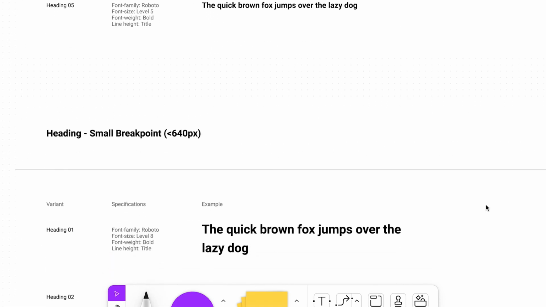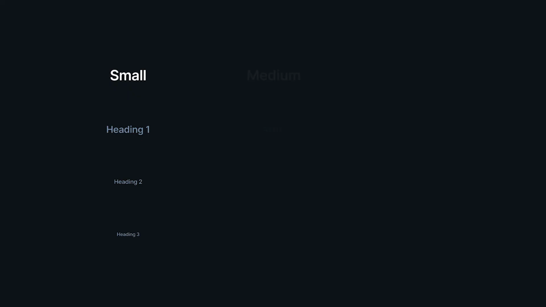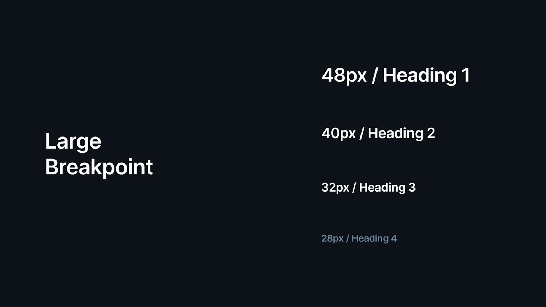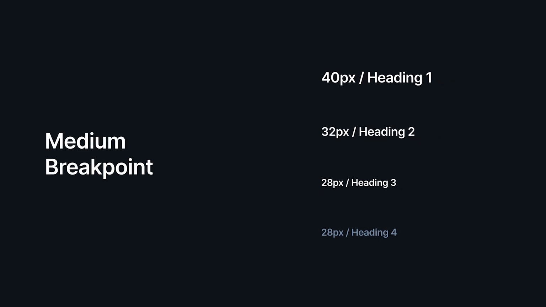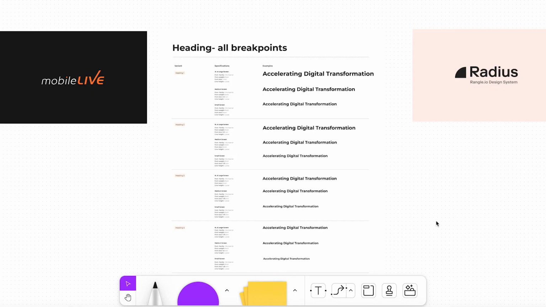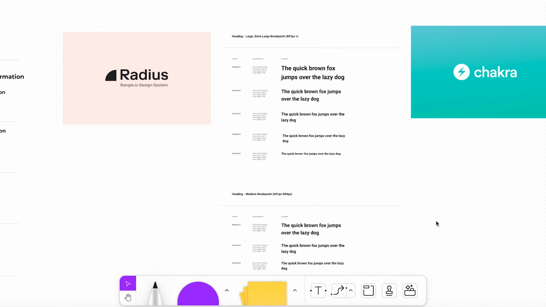Method number two, create separate text style groups for just the headings per breakpoint range. For example, there'd be a group of headings for the small and another for the medium breakpoint range and another for the large breakpoint range. Once you divide the headings into separate groups, you would scale down all the heading text styles by one position in the type scale as you go down to the smaller breakpoint ranges. For example, if the large breakpoint range has heading 1 set as 48 and heading 2 as 40, you would set the heading 1 in the medium breakpoint range as 40. You can find examples of this method in the MobileLIVE, Radius, and Chakra design system.